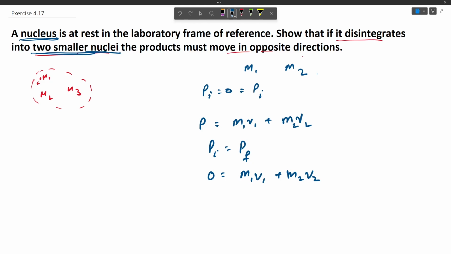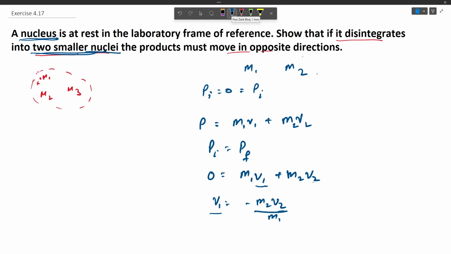Now we have to show that the velocity of one particle is in the opposite direction of the velocity of another particle if the nucleus disintegrates. So let us assume that in the final stage the particle disassociates. So v1 can be given by the expression minus m2 v2 divided by m1. So here m1 and m2 are constants, and for v1 and v2 the sign is opposite, so we can say that the direction of v1 is opposite to the direction of v2.